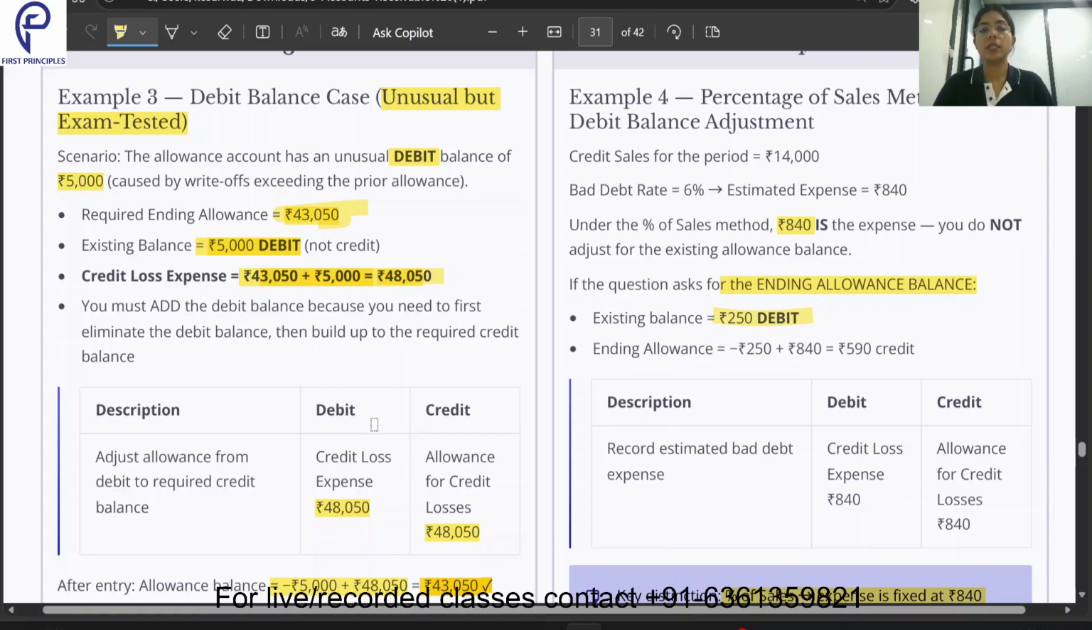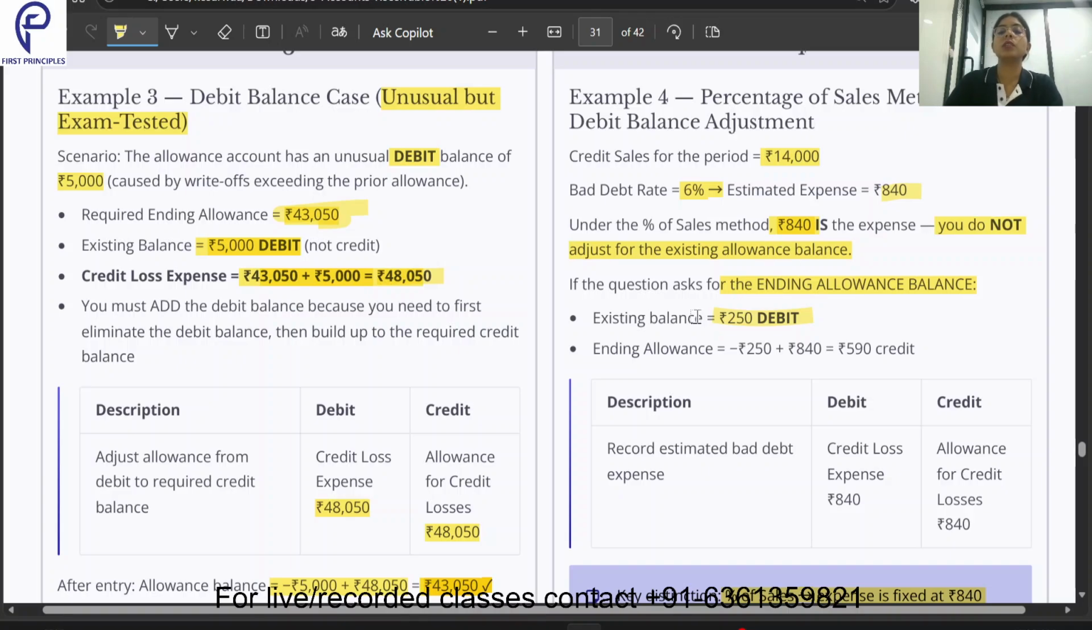In the percentage of sales method, we also have the debit balance adjustment. Now credit sales is given for the period as 14,000, and the bad debt rate is given as 6%. So what will be my estimated expense? 14,000 into 6%, 840 is my estimated expense. Under the percentage of sales method, 840 will be my bad debt expense, and I'm not going to adjust it for the existing allowance balance.